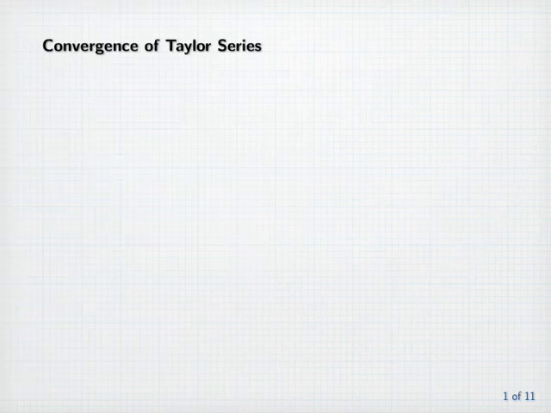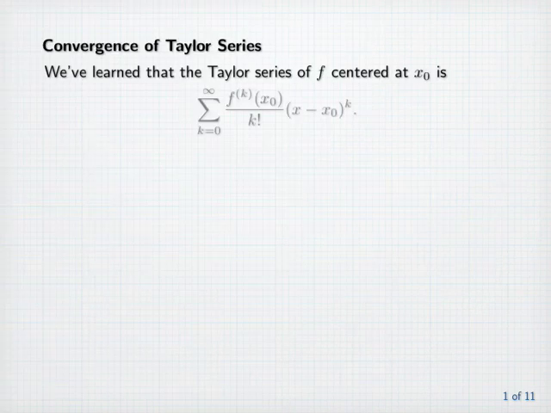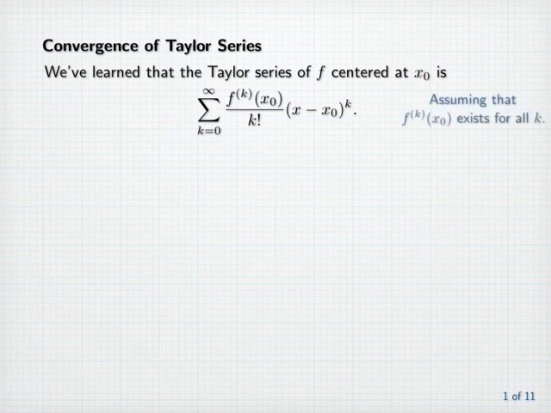Convergence of Taylor series. We've learned that the Taylor series of f centered at x0 is the sum from k equals 0 to infinity of the kth derivative of f evaluated at x0 divided by k factorial times x minus x0 to the kth power. Such a series can always be constructed assuming that the kth derivative at x0 exists for all k.